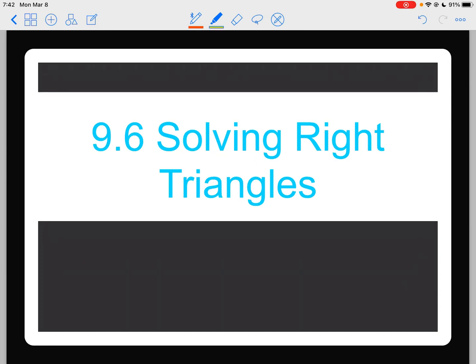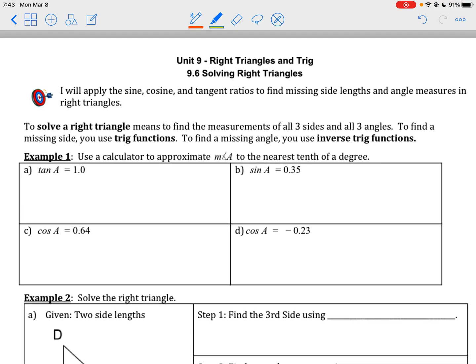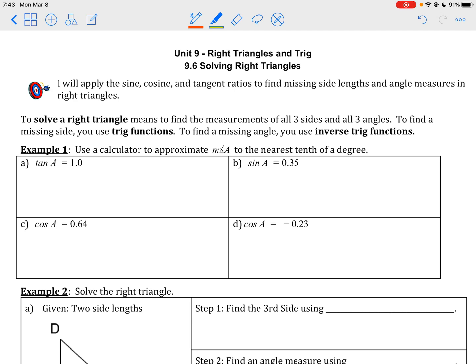In this lesson, we're going to talk about solving right triangles, which means finding all three angle measures and all three side lengths of a right triangle. So in order to do this, we're going to need our trig ratios that we talked about in our previous lesson. And we're going to use those trig ratios to find missing sides or angles.